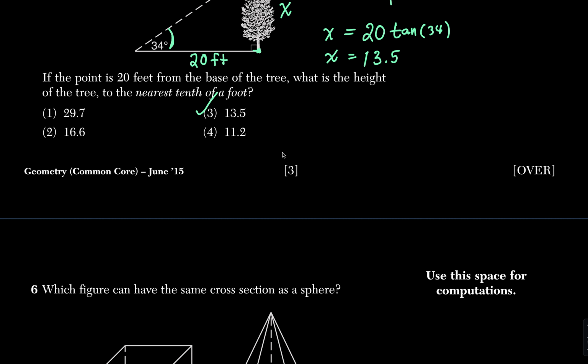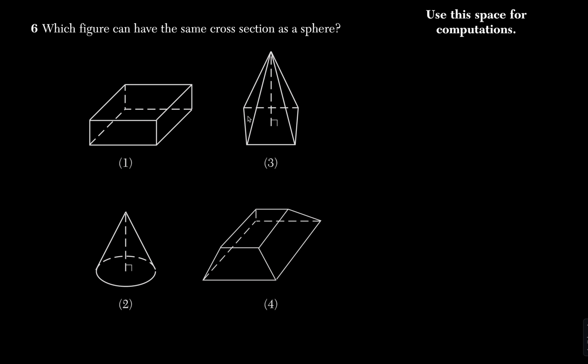Let's look at question number 6. Which figure can have the same cross-section as a sphere? So let's go ahead and draw a sphere. A sphere is like a beach ball, in which if you would take a cross-section, let me just take a cross-section like this. Imagine I'm cutting it like this. This yellow portion, this cross-section, is nothing other than a circle.